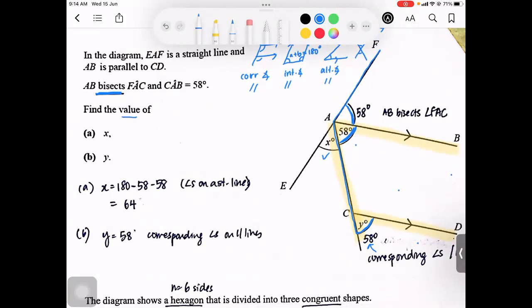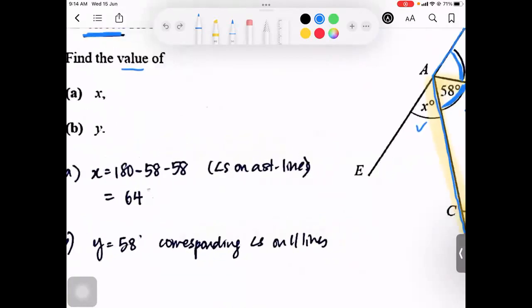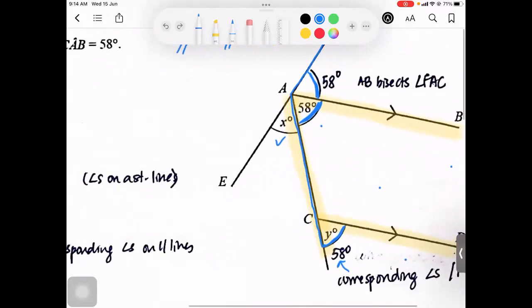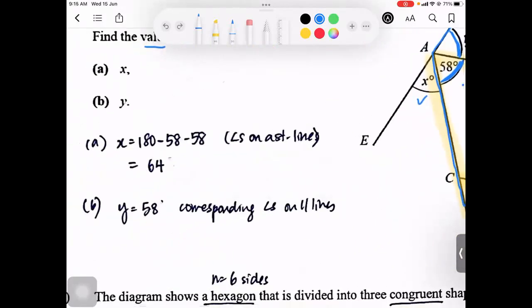Question says value. So you notice that my answer over here, I did not put a degree. I wrote the degree actually, then I erased it off. Right, so value, don't need the degree, just the number 64. Next one, value of y, very straightforward. Corresponding angles on parallel lines, 58 degrees.